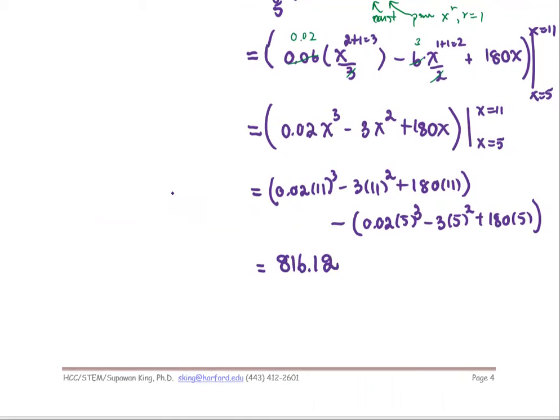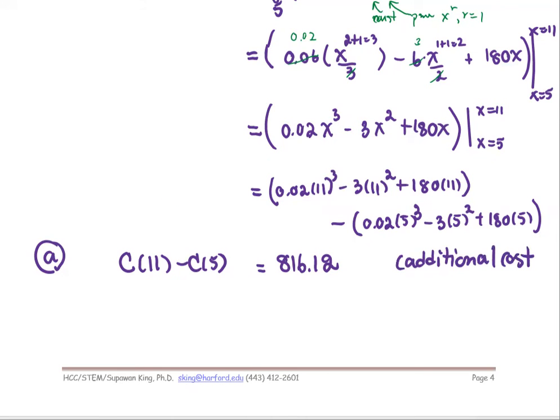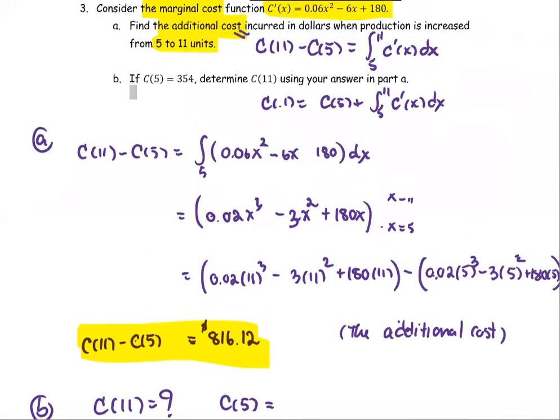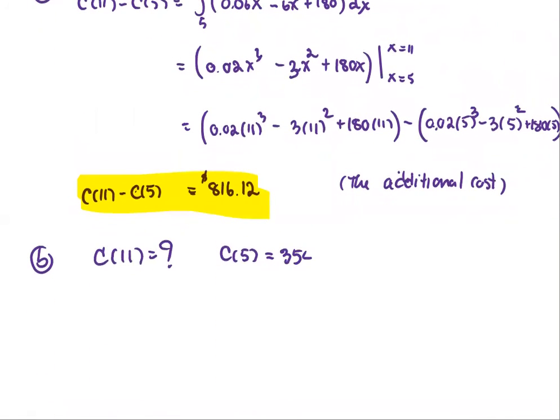And this is the value for the additional cost of changing from producing 5 units to producing 11 units. So this is part A, which is the additional cost. So I put a note here. In part B, we are going to find the cost of producing 11 items if C at 5, the cost of producing 5 items, is given as 354. And we're going to use the information from part A.